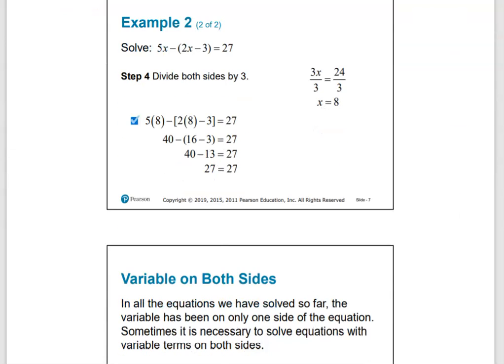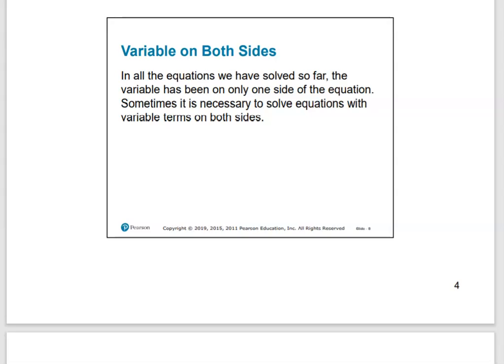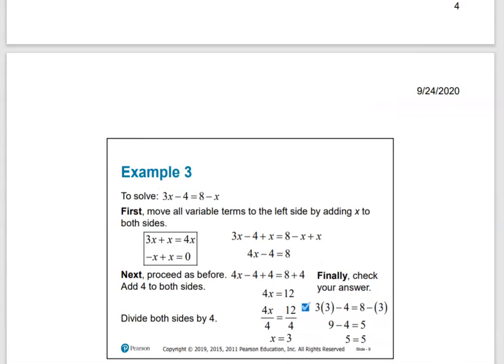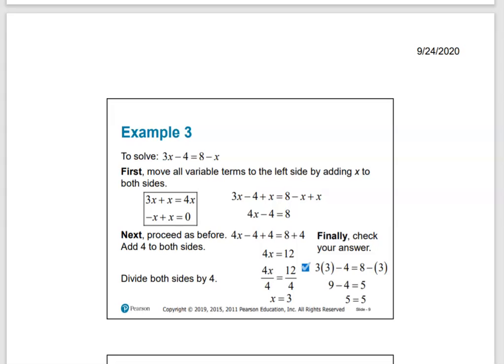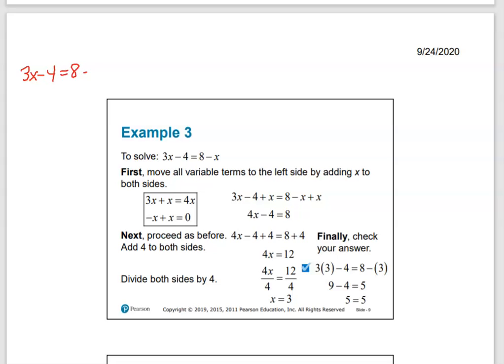Okay, so when you have a variable on both sides, in all the equations we have solved so far, the variable has been on one side of the equation. Sometimes it's necessary to solve equations with variable terms on both sides. So when we have a variable on both sides, like this problem right here, we've got 3x minus 4 equals 8 minus x. It's going to be important that we get all our variables on one side of the equation. So I would have two choices here. I can move this 3x by subtracting 3x from both sides, or I can move this minus x by adding x to both sides.